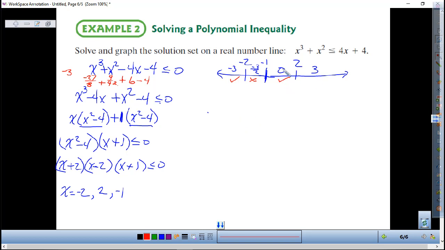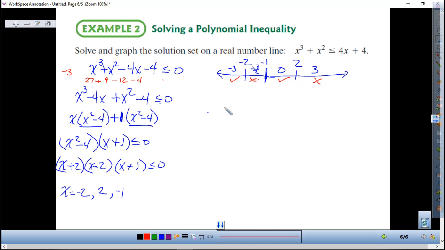And then 3. Let's go ahead and do the 3. 3 cubed is 27. 3 squared is 9. Minus 4 times 3, which is 12. Minus 4. 27 plus 9 is 36. 36 minus 12 is 24. 24 minus 4 is going to give you 20, and 20 is not less than or equal to 0. So that's not part of my solution.